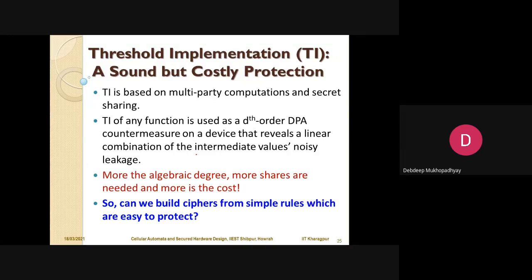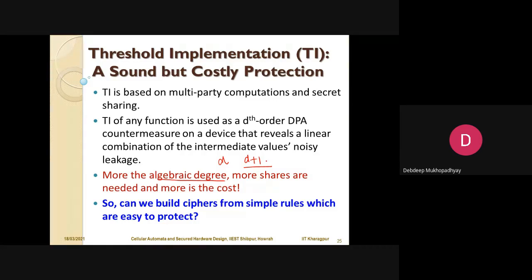In fact, there is a result which says that if your algebraic degree, which means the number of terms you have in your Boolean expansion of a particular output, is d, then the number of shares will be d+1. So you need d+1 shares to protect your design, which means that if you have a quadratic Boolean function, you need at least 3 shares. If you have a cubic Boolean equation, you need at least 4 shares, and so on.